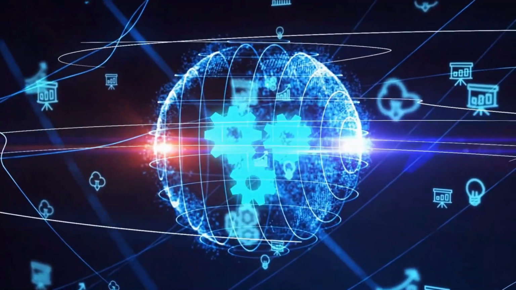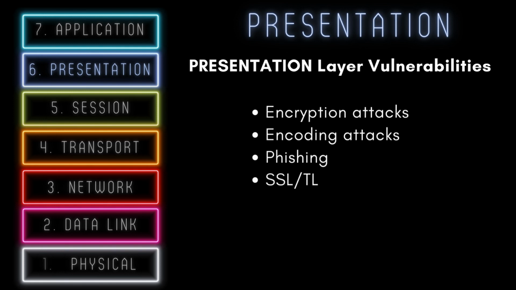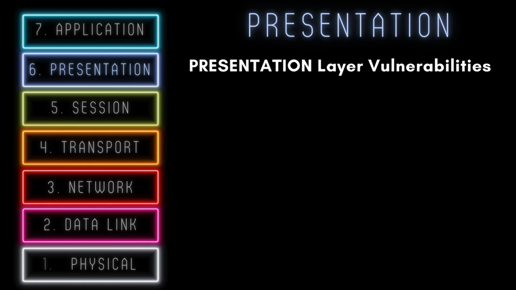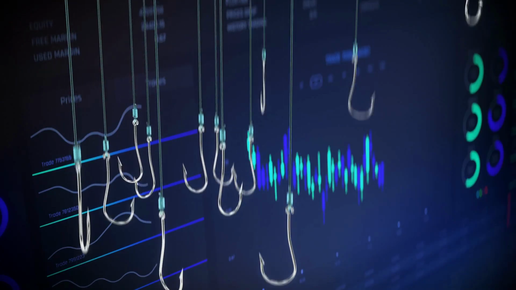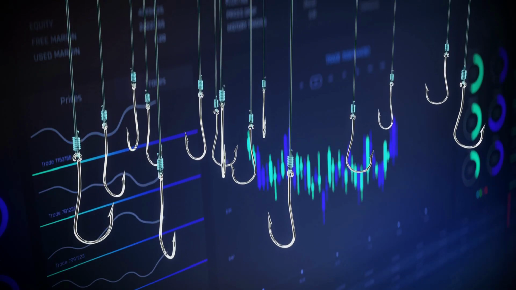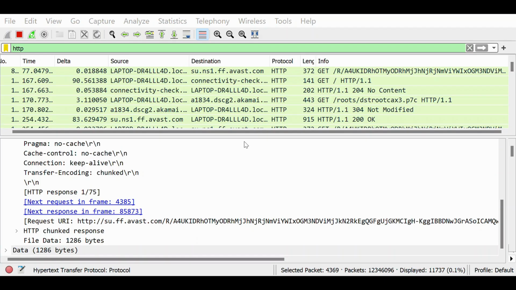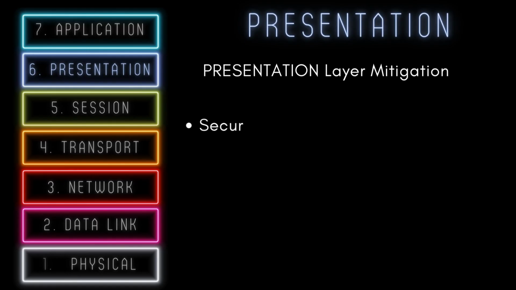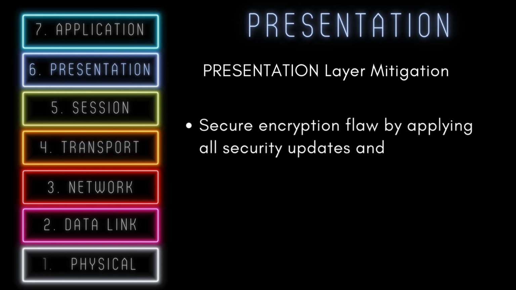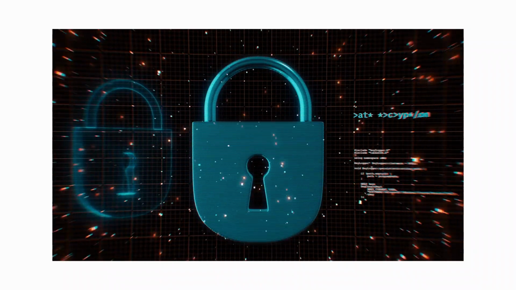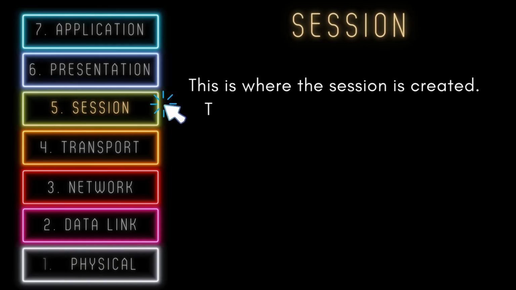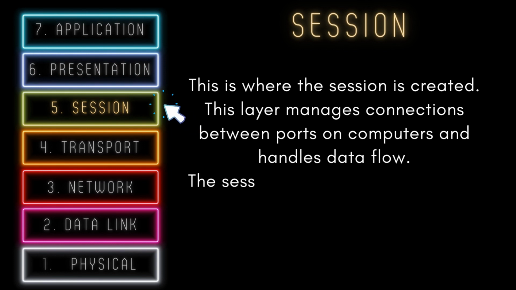The presentation layer is vulnerable to encryption attacks and encoding attacks where cybercriminals seek out flaws and weaknesses in cryptography techniques. Phishing schemes, which trick users into providing personal credentials, are also a very big issue in the presentation layer. And also SSL, TLS session sniffing using tools like Wireshark to capture network traffic for malicious intent. The best way to mitigate these issues is to secure encryption flaws by applying all security updates and patches on a regular basis. The session layer is where the session is actually created.